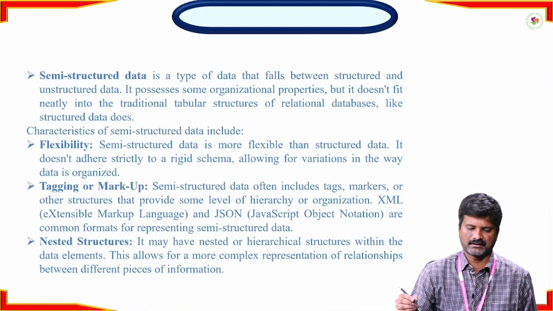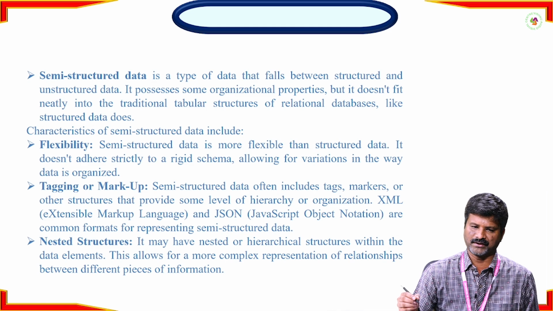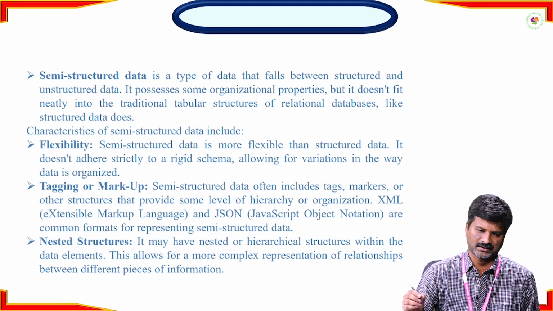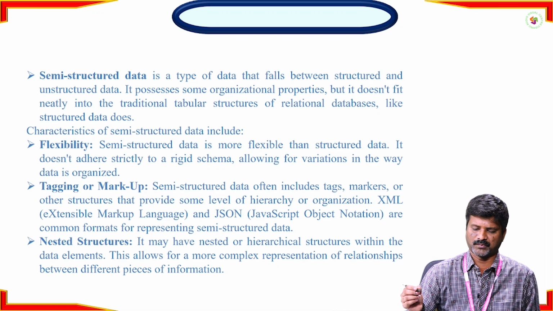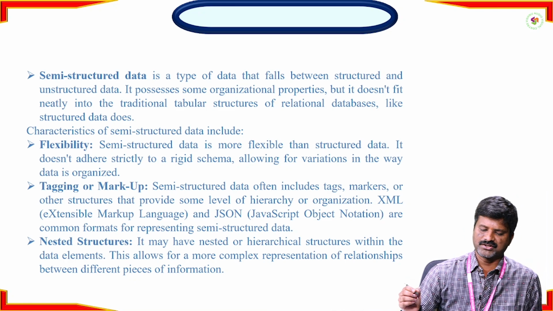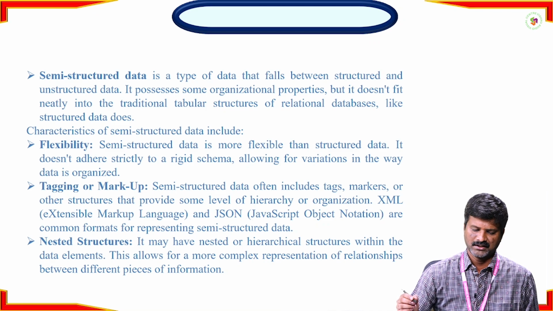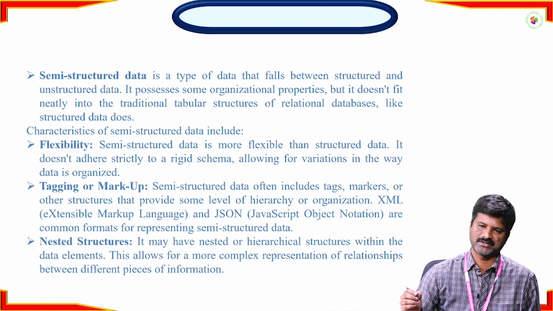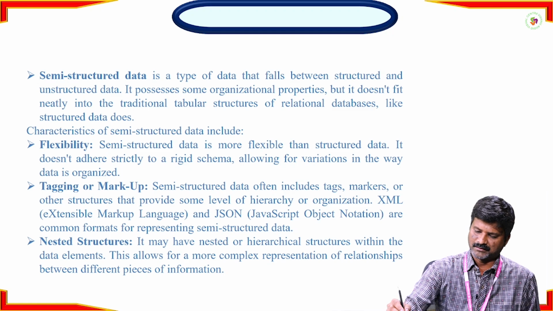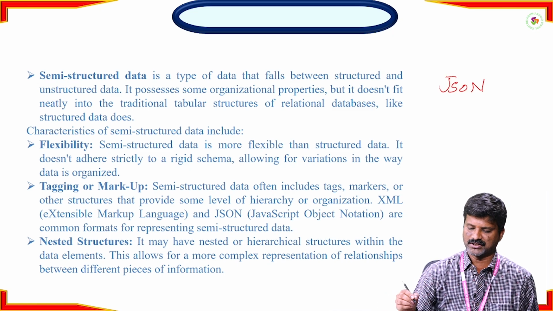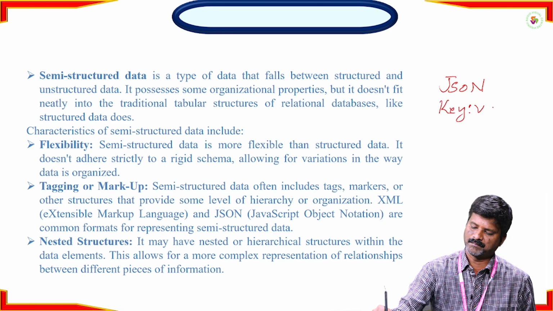The third type is semi-structured data. This falls between structured and unstructured data. It is not completely organized, and at the same time it is not completely unorganized. You have some organizational properties, but it doesn't fit the traditional tabular structure, like our tables containing rows and columns. If it does not fit unstructured and at the same time does not fit structured, then in between comes semi-structured. Examples are JSON, JavaScript Object Notation, which represents key-value pairs, or XML format data, which has tags.